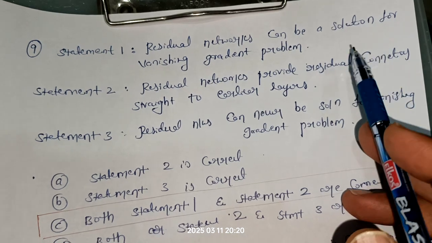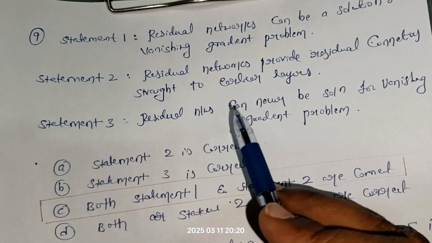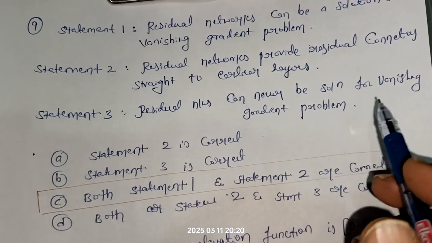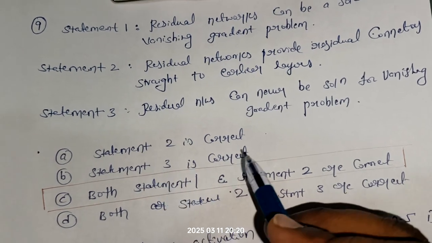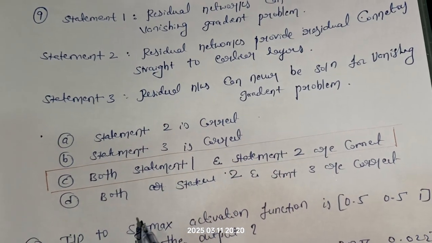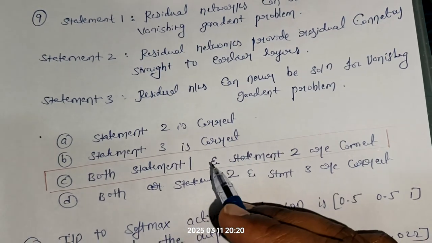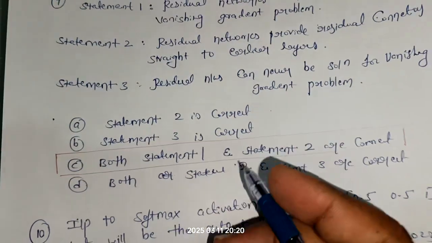Statement 1: Residual networks can be a solution for the vanishing gradient problem. Statement 2: Residual networks provide a residual connection straight to the earlier layers. Statement 3: Residual networks can never be a solution for the vanishing gradient problem. So these three statements are given. Options: statement 2 is correct, 3 is correct, both are correct; statement 2 and statement 3 are correct; here the third option is statement 1 and 2 are correct. Out of this, the answer is statement 1 and 2 both are correct.